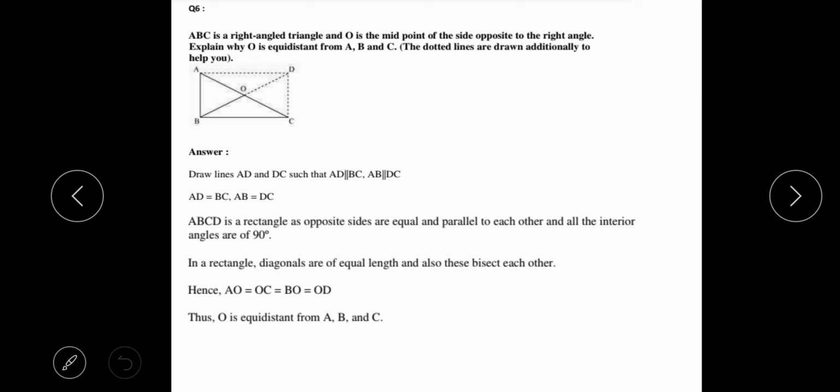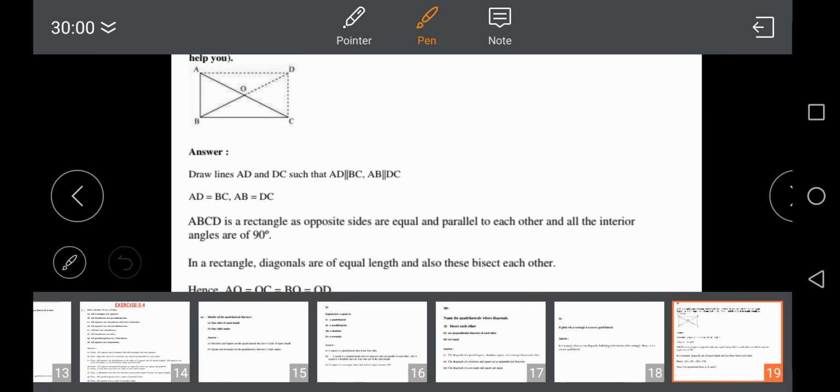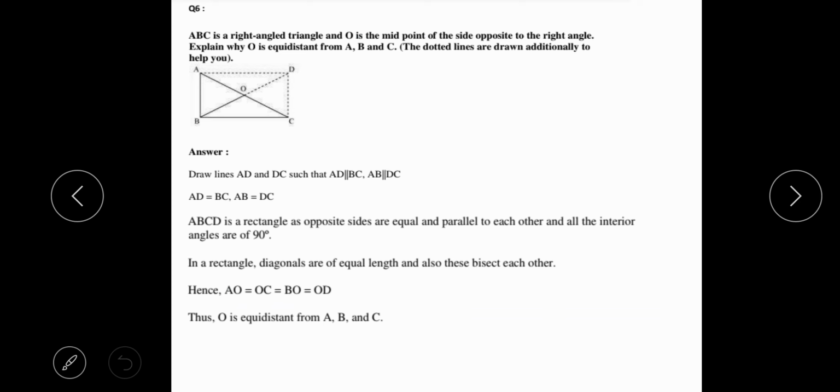Okay, now next question. ABC is a right angle triangle, and this is the right angle. O is the midpoint of the side opposite to the right angle. Explain why O is equidistant from A, B and C. The dotted lines are additionally given to help you.